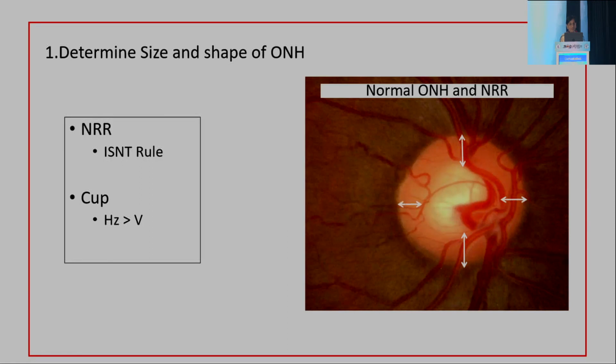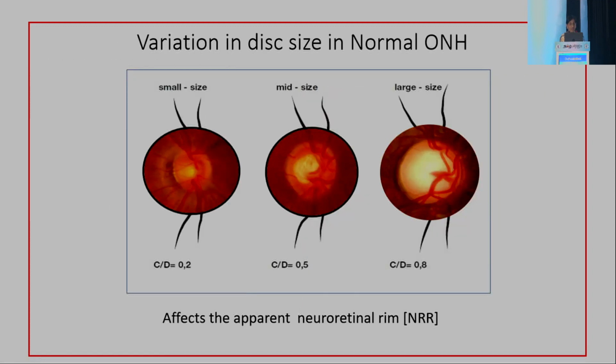So before that, we should know how a normal ONH looks. It follows the ISNT rule. A horizontal cup is much larger than the vertical cup. There is variation in disc size in normal ONH also. So depending on that, the CD can change, and this affects the apparent neuroretinal rim.